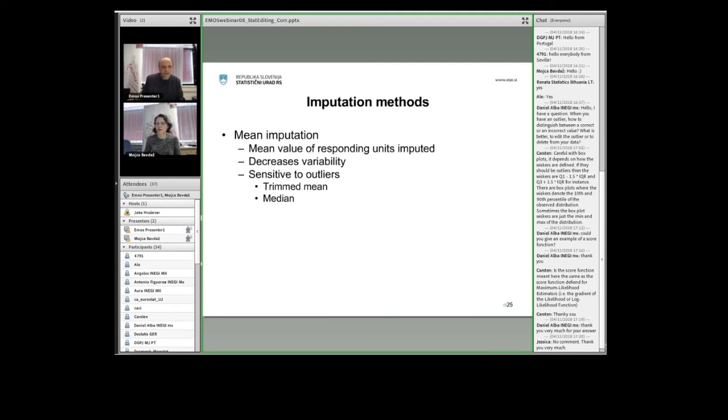The main problem here is that if we do this imputation, we in fact artificially decrease the variability of our data, because we give the same imputed value to several units. And it is sensitive to outliers, like the mean. It's quite sensitive to outliers, and we can introduce bias with such imputation. The solution to this, to outliers, is that we use a trimmed mean, or that you use more robust moments like the median, let's say.